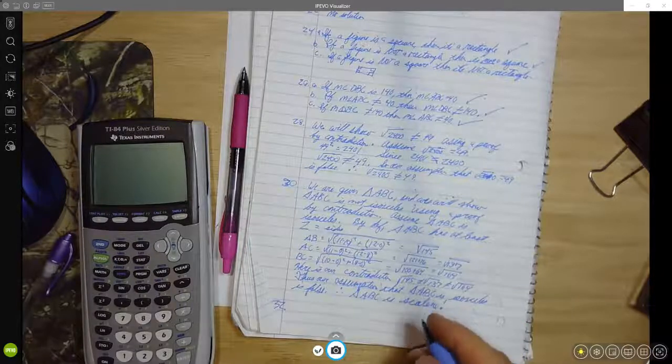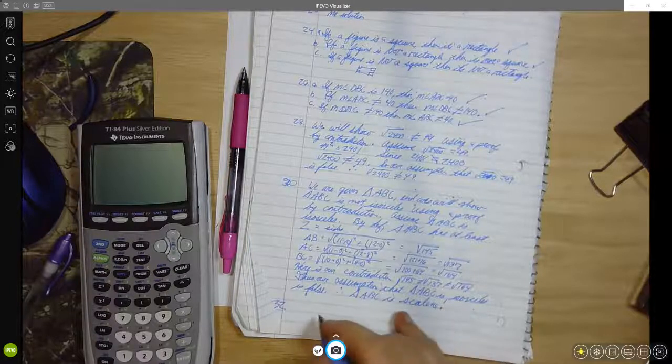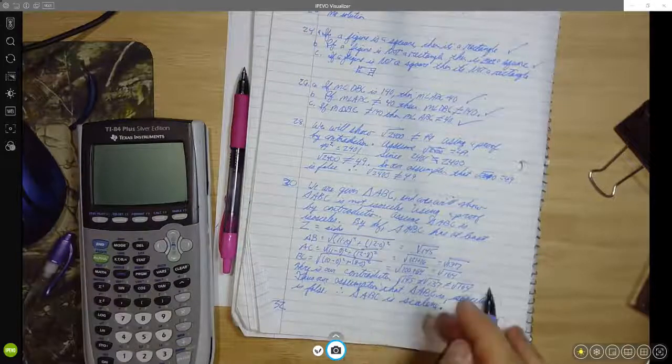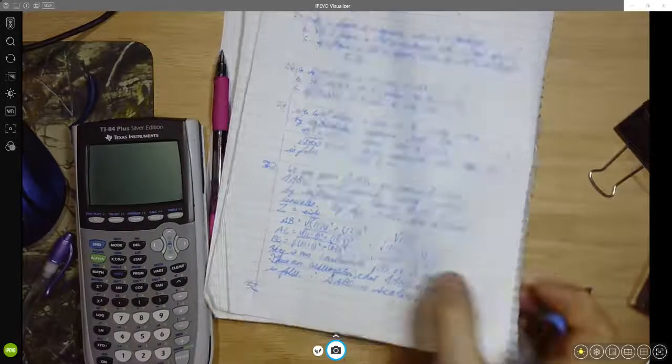All right, 34. It says, use coordinate geometry to deduce properties and figures and prove theorems. Prove that the triangle with vertices (q, 0), (0, q), and (2q, 3q) is a right triangle. So there's a couple ways to do this.